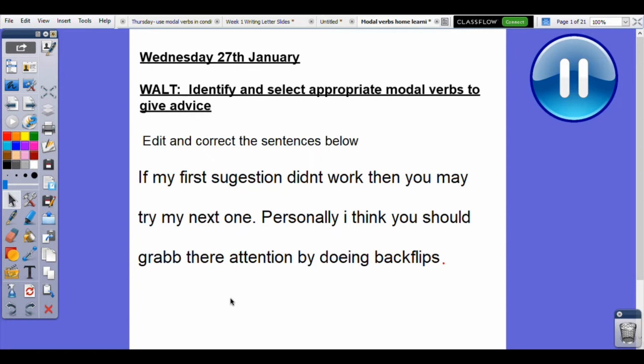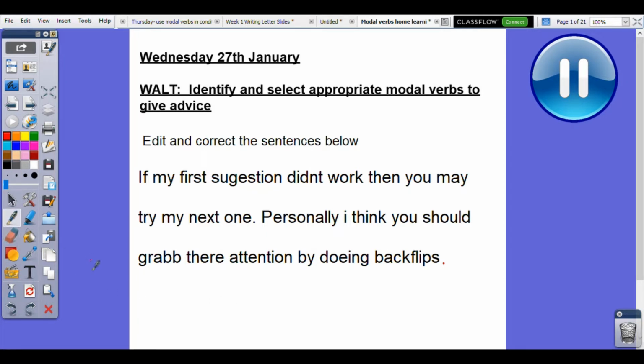If my first suggestion didn't work, then you may try my next one. Personally, I think you should grab their attention by doing backflips. Pause the video here whilst you copy up the sentences onto your paper and press play once you're ready to see how we got on. Well done. So let's see how we did.